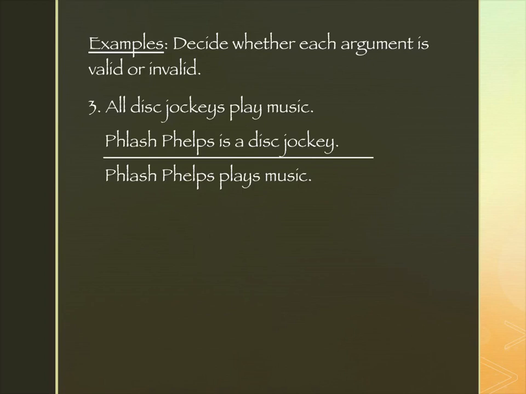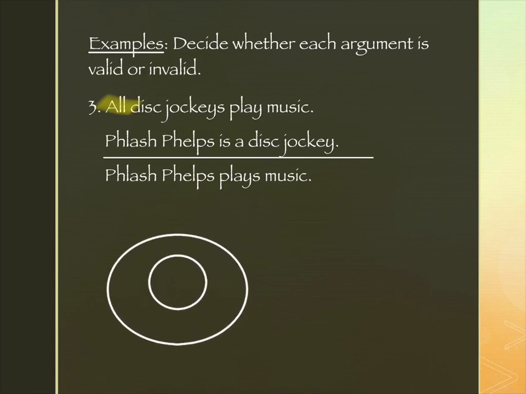All disc jockeys play music. What's our key word? All. What will my circles look like? Embedded circles. What goes in the inside circle? Disc jockeys. We'll call them DJs. What's the outside circle? People who play music. Very good.